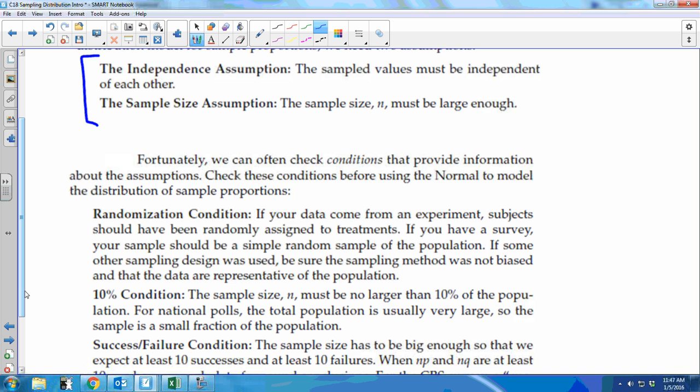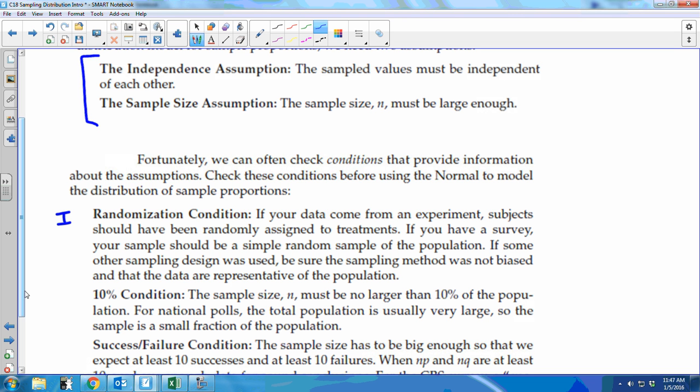All right, the first condition backs up the independence assumption. And that's you are showing that randomization has been employed somehow, some way. If you did an experiment, aren't you supposed to randomly assign people to treatment groups, etc.? Yes. So you should say randomization was employed to assign plants to treatments or whatever. Okay? But you want to make sure randomization was employed for an experiment.